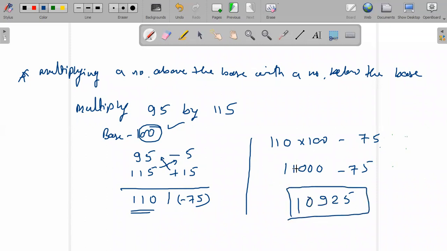Actually, this is a little bit lengthy, because you have to take this left hand side, multiply it with the base, and then subtract this one. Subtraction will always be there, because one will be of minus sign and one of plus sign. So always in this case you will have to subtract.